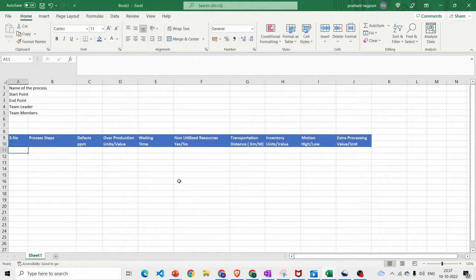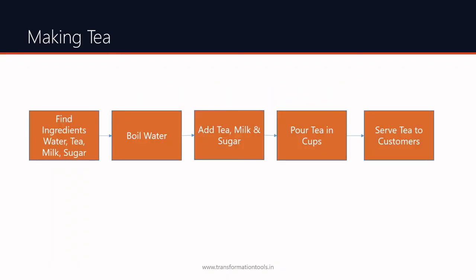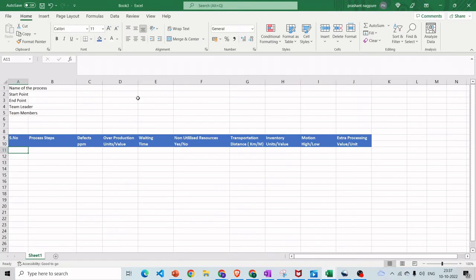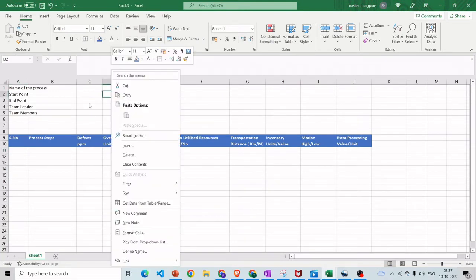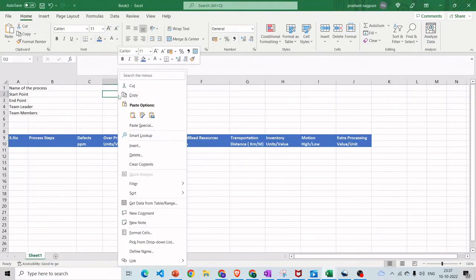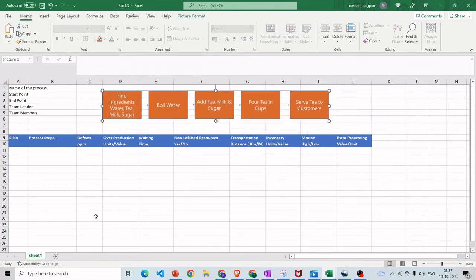Let's now try to fill this template with some process. Let's see, we make tea at home, so let's pick up a process. Can pick up from here, and for the ease of filling up this template, let me copy these process steps. And let's try to fill this template with the first 2 steps of the process.